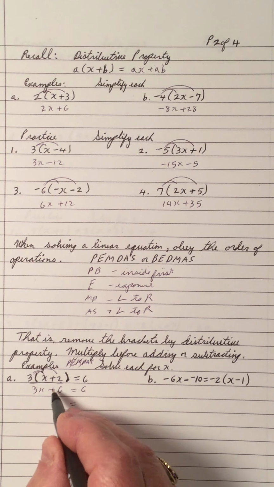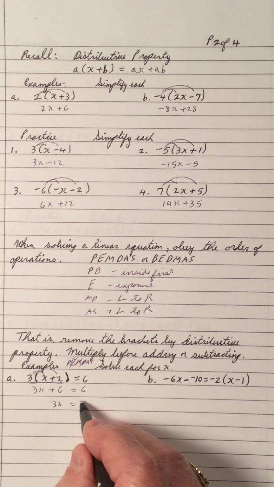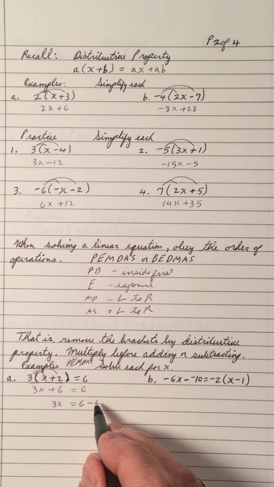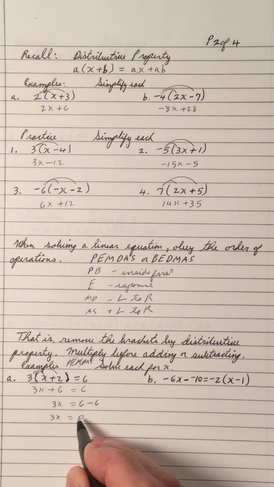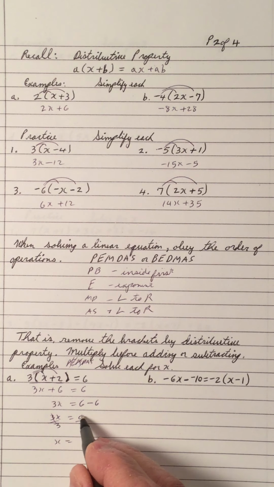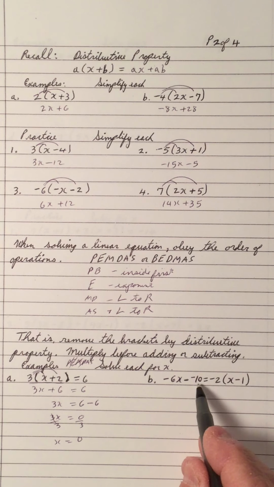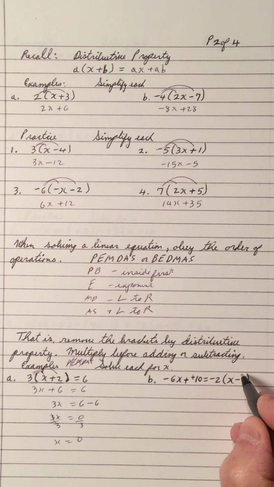So the x's stay on the left and numbers go on the right. So the plus 6 goes over to become minus 6 because we're transposing. We do the opposite. So 3x equals 0. We divide by 3, and the 3's cancel, because 0 divided by 3 is 0. B. Notice we have a double negative, so we'll make that a positive.